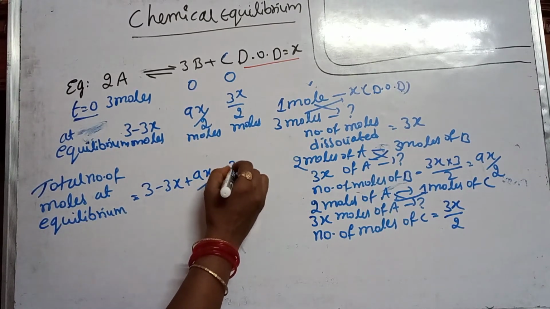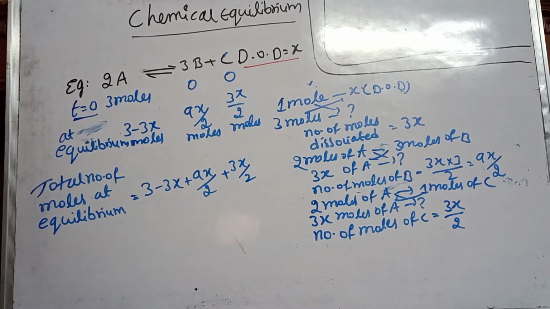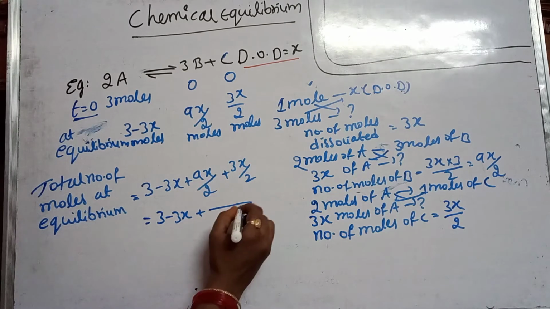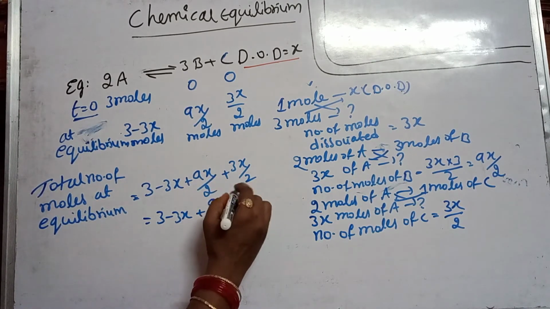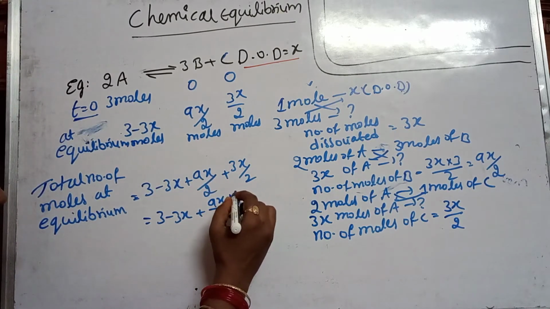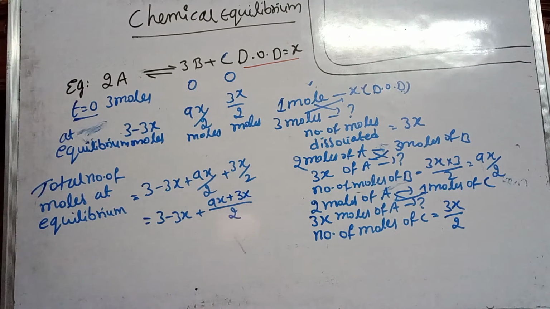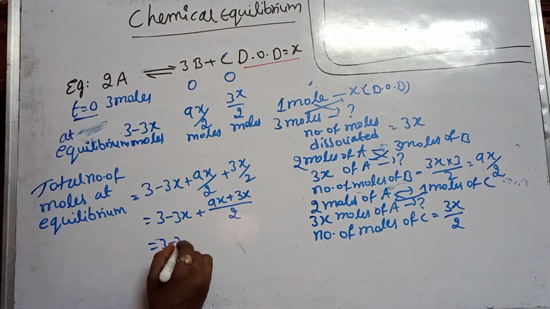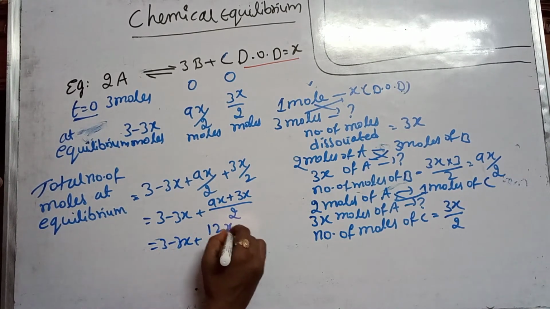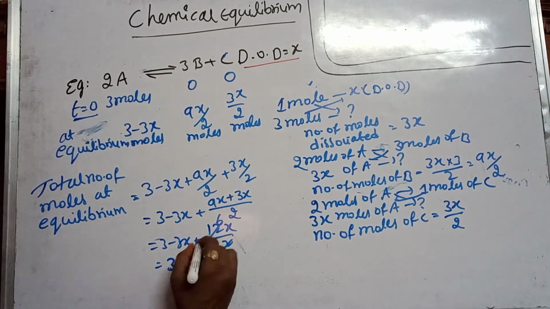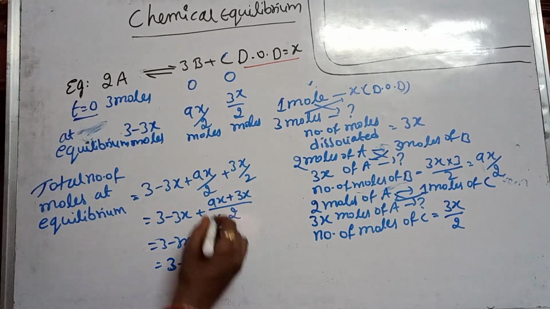9x by 2 plus 3x by 2 plus 3 minus 3x. So how much do we get here? Totally 3 minus 3x plus, taking 2 as common, 9x plus 3x, isn't it? So we get 3 minus 3x plus 12x by 2. 2 sixes are 12, so 3 minus 3x plus 6x, isn't it?